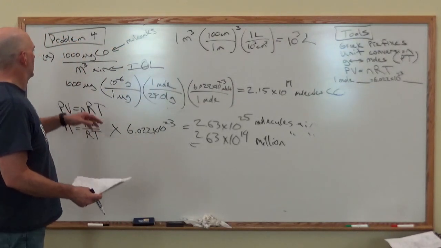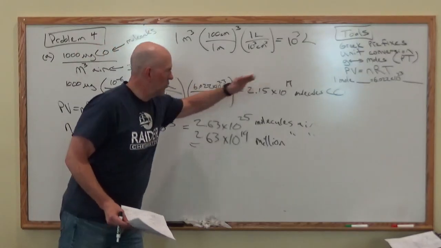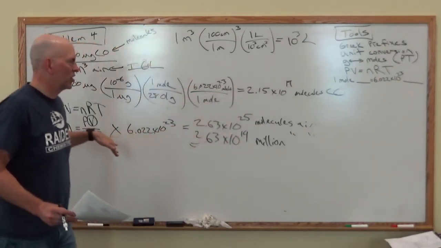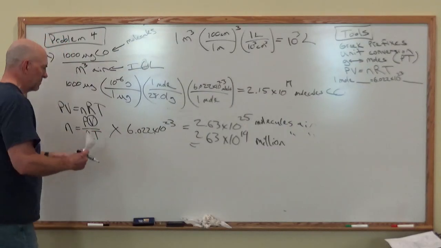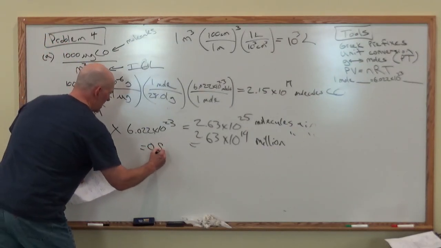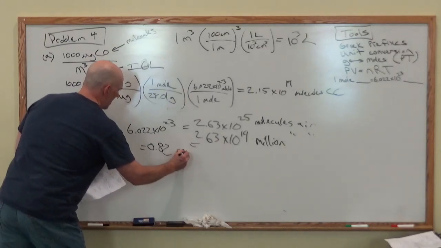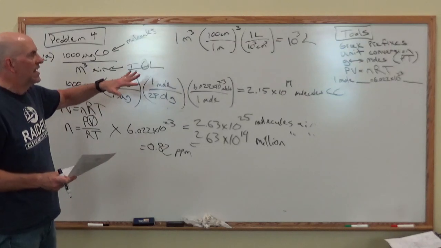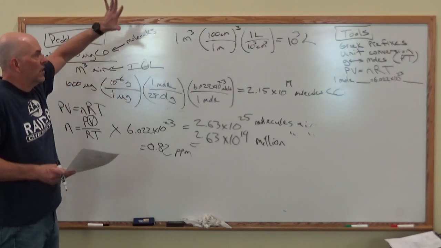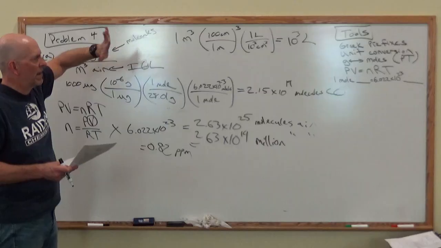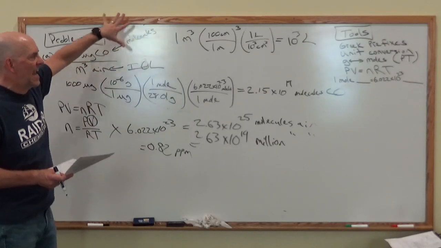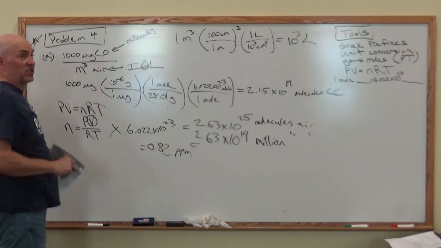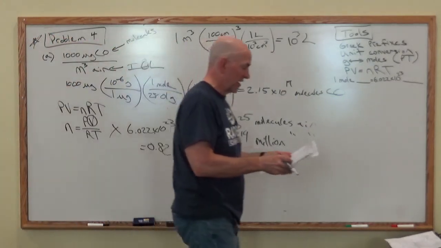Finish it off. Molecules of pollutant, carbon monoxide, divided by millions of molecules of air, and you end up getting 0.82 ppm. That is a good problem. I really like that problem. It combines everything: Greek prefixes, unit conversion, grams, moles, PV equals nRT, and Avogadro's number. That's a problem to start. That's a good one. That requires everything.